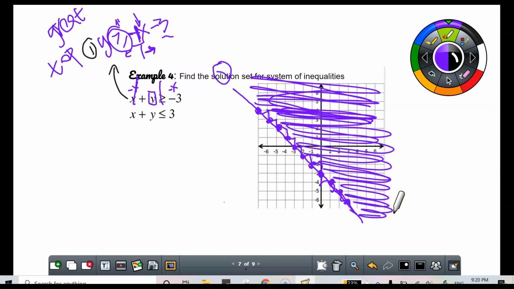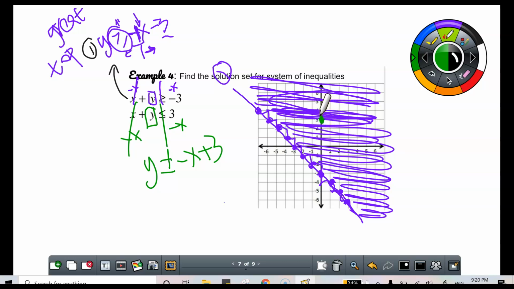Okay. And now let's graph the second inequality. First you're going to turn the inequality into the standard way, so we want y to be by itself. Get rid of the x by subtracting. This is gone. And now y equals negative x plus positive 3, so plus 3. So the y-intercept is positive 3 on the y-axis, which is here.